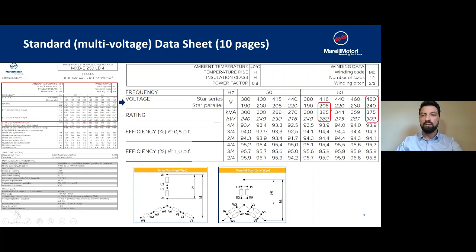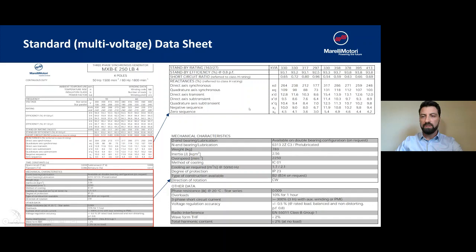Below each power and voltage, you will see the relative efficiencies at 0.8 power factor and power factor 1. Further in the datasheet, you can see some more information on the standby rating, standby efficiencies, and the reactances for this generator MXP 250 LP4. At the end of the page, you'll see some more general information on the weight, the inertia, the overspeed, and so on and so forth.